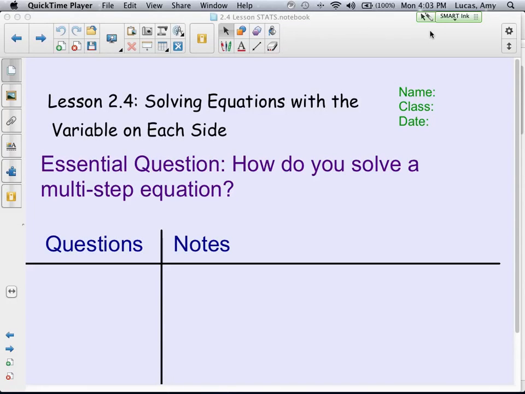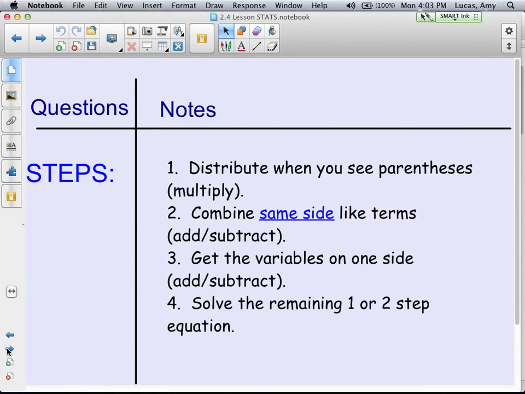Lesson 2-4, solving equations with variable on each side. Our essential question is, how do you solve a multi-step equation? We have quite a few steps here for you, some of which will be a review, and some of them are new. We're going to have a lot of different steps to keep track of now, so it's pretty important that you get used to the order, kind of like working with PEMDAS.